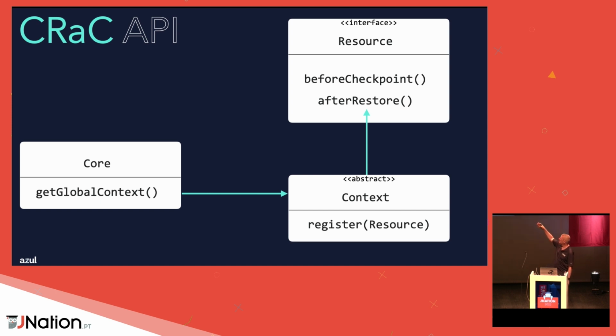You implement the interface, right? Then you get the global context, and then you register this resource into the context. Usually you do that in the constructor of the class, or if you have a factory method, you do it in there. Okay, I already said it's just one context for the whole JVM, and then the JVM keeps track of that.